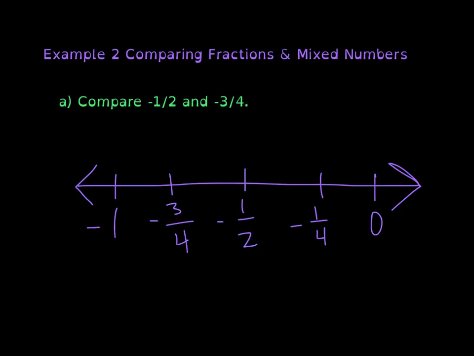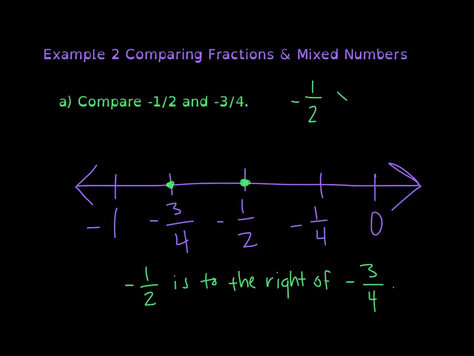Okay, so what I'm going to do is put these on the number line. Remember, going in fourths, I have negative 1/2 and I have negative 3/4. So I look at these on the number line after I graph them, and I realize that negative 1/2 is to the right of negative 3/4. So that tells me that if negative 1/2 is to the right of negative 3/4, then negative 1/2 is greater than negative 3/4.